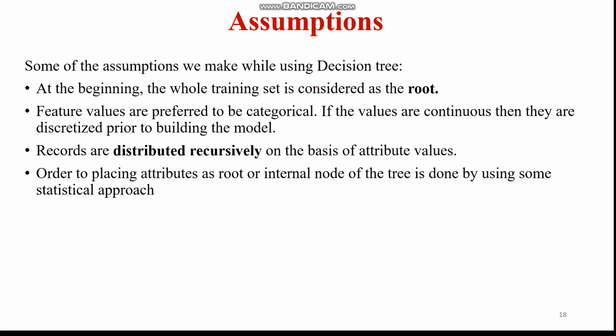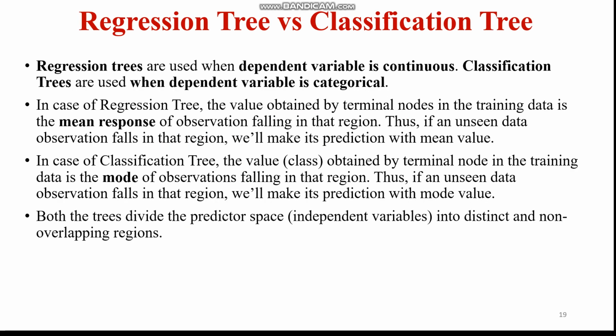We have a few assumptions in the case of decision trees. At the beginning, the whole training set is considered as the root, and feature values are preferred to be categorical. If the values are continuous, they are discretized prior to building the model. Records are distributed recursively, and the order of placing the attributes as the root or internal node of the tree is done using a statistical approach, in which we use the process of entropy and information gain. So regression trees and classification trees are part of decision tree algorithms, which are based on categorical and continuous variables.